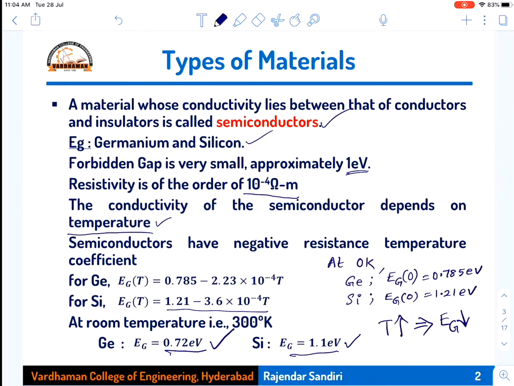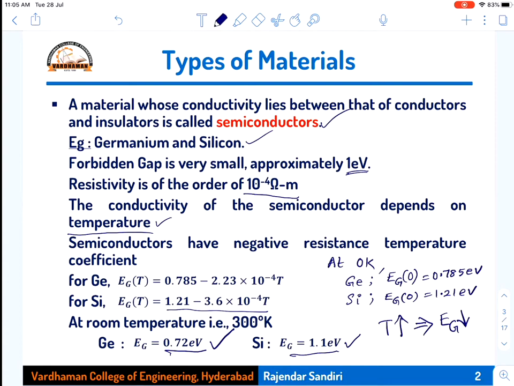So at 0 Kelvin, the semiconductor material will almost act like an insulator. Then as you increase the temperature to room temperature and beyond, the energy gap keeps decreasing, and it starts conducting. As the temperature increases, the semiconductor will conduct effectively. That is the concept of temperature dependence of the conductivity of a semiconductor material.